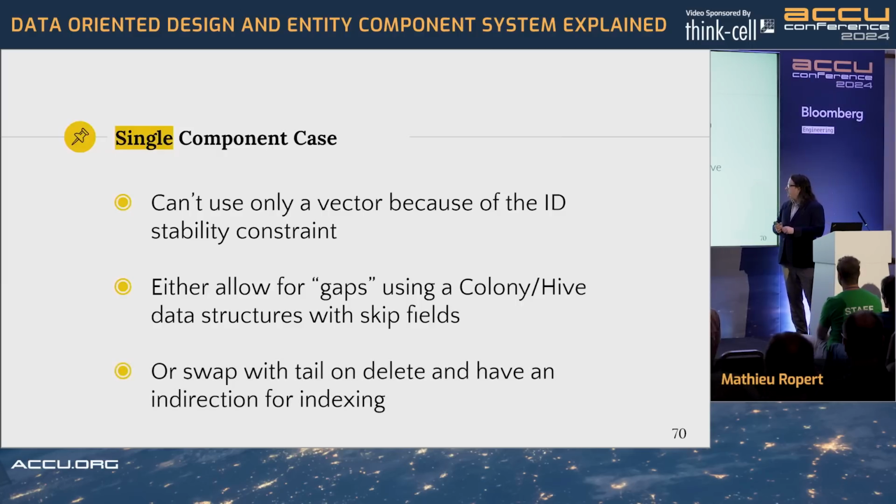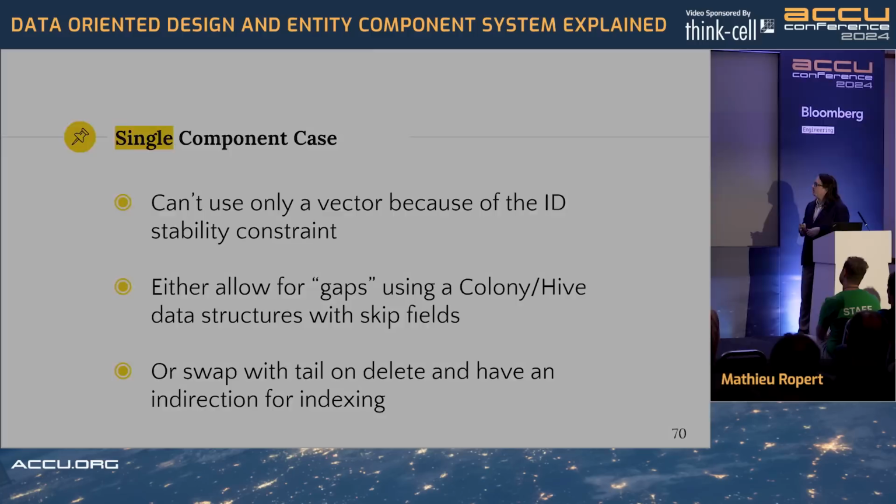Or finally, we could cheat. Or maybe not cheat that much. What if we just swap to tail every time we remove something from our vector, and then we just have an indirection? Because, you know, every problem in computer science can be solved by an extra layer of indirection. And maybe our layer of indirection is also a vector. Let's see how we go with that.